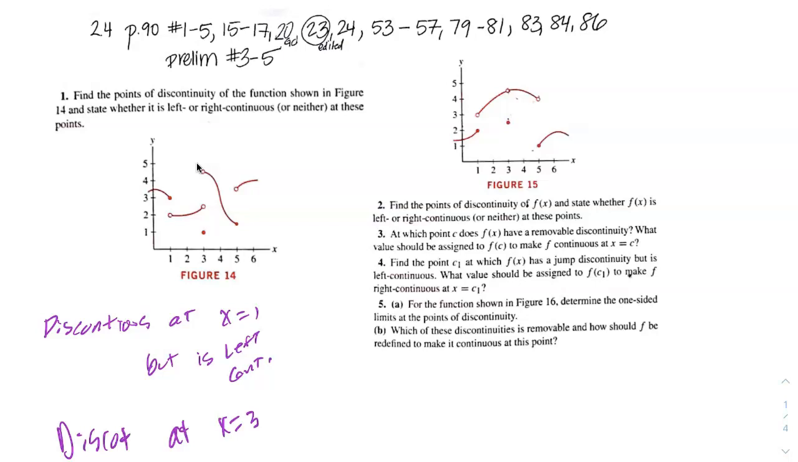Neither side has a solid dot. So it's not left or right continuous. The dot's down here, so it has nothing to do with the continuity of it. So neither.